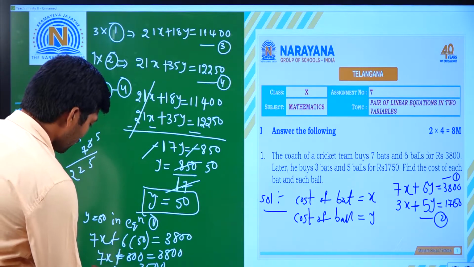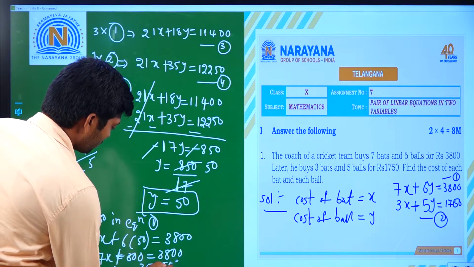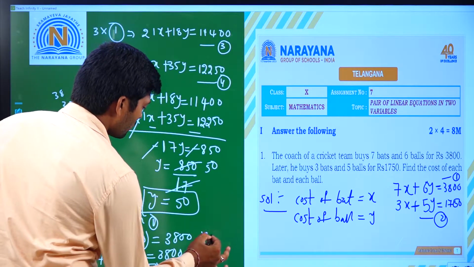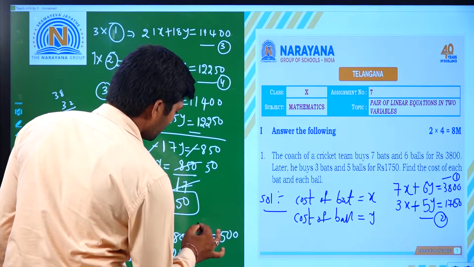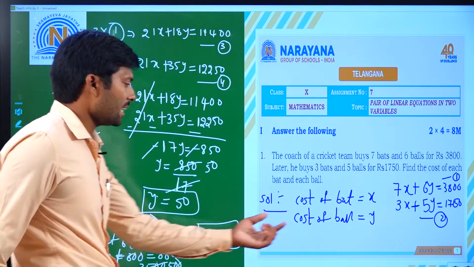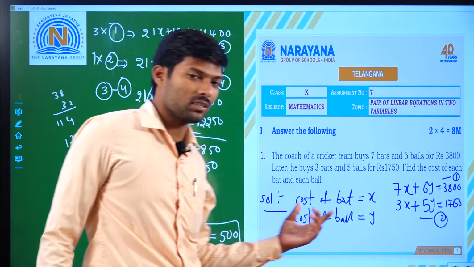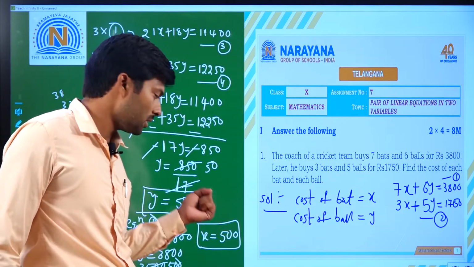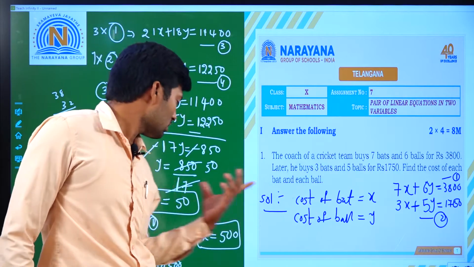So how many times? 7 ones are 7, 5 times. So x is equal to 500. What is x? x is nothing but the cost of each bat. The cost of each bat is 500 rupees and the cost of each ball is 50 rupees.